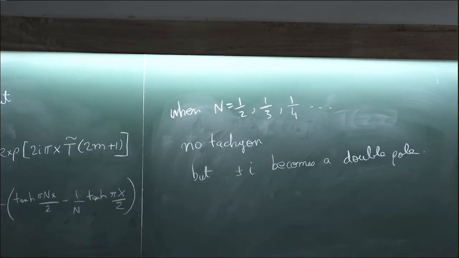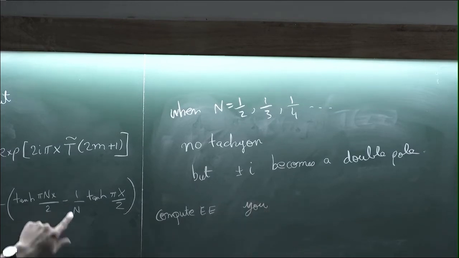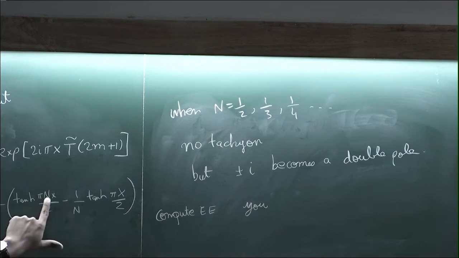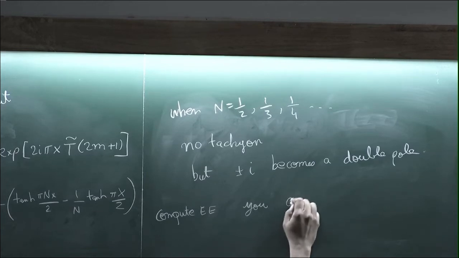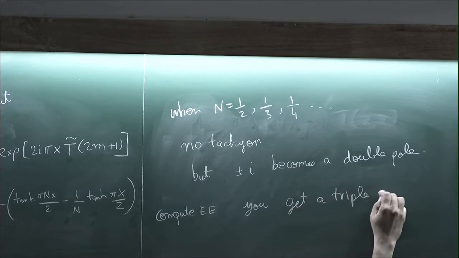But now when you compute entanglement entropy, you actually get a triple pole. Because the main source of the problem is there's an n here and there's some n. So when you take an n derivative, you get a triple pole at the same location. So what does all this mean? There's a double pole, there's a triple pole.